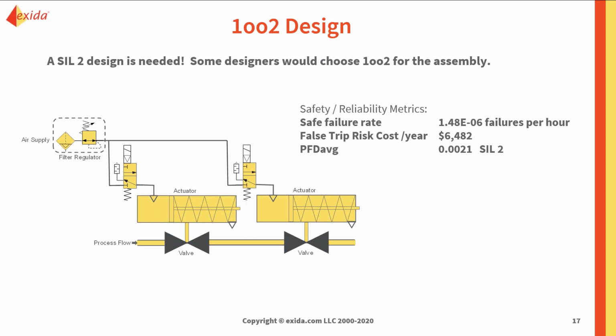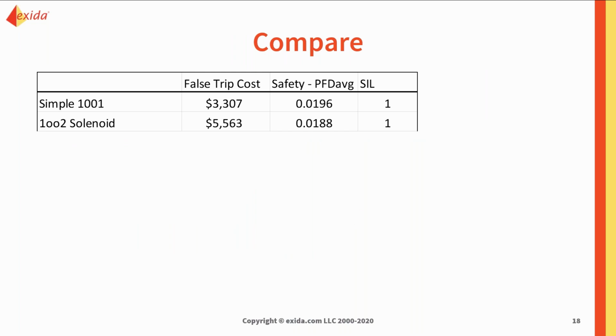$6,482. But look at the safety. Our dangerous failure rate, the one that everybody pays attention to, 1.35 times 10 to the negative 7. What's that bottom line? What does that mean? 0.0021 PFD average. That is a SIL 2. So yes, it might be more money installing this, might be more costly to run this, but a dramatic drop in safety. So as I said, you didn't have to remember the numbers.